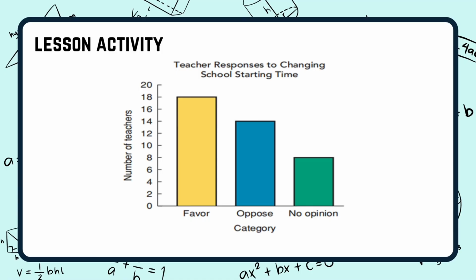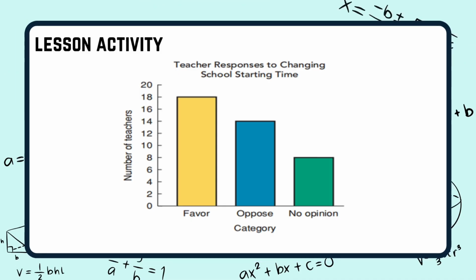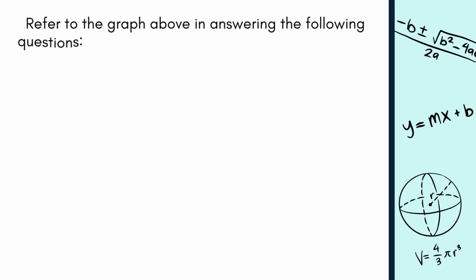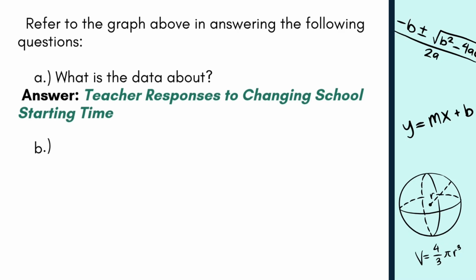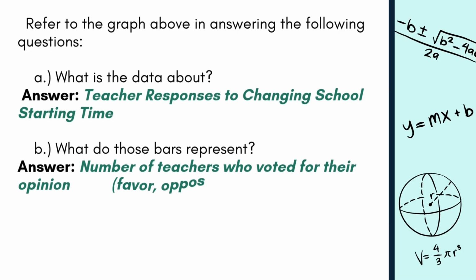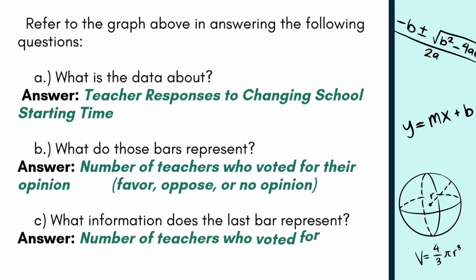So next we have lesson activity. We can see the title, teacher responses to changing school starting time. We have in favor, the yellow bar, oppose, the blue bar, and no opinion, the green bar. So these are the categories. And then for the number of teachers, we have 20. Refer to the graph above in answering the following questions. So you can just read. We have at least 5 questions about that, and we can see also the answers.